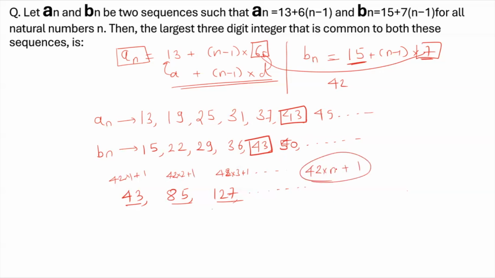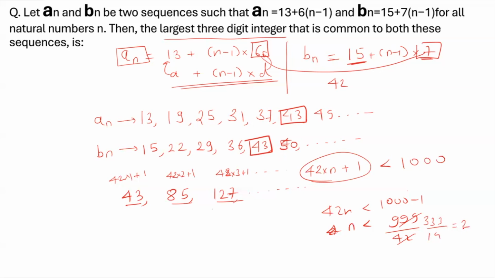And now you want this number to be the largest three-digit integer. So 42n plus 1 should be less than 1000. This gives me 42n is less than 1000 minus 1. And then we divide 42 from both sides. We'll get 999 divided by 42. So you can reduce by 3 or you can use your on-screen calculator also. So 333 upon 14. 14 2s are 28 and 14 3s are 42. 23 point something. So n should be less than 23 point something, meaning n can be at max 23.